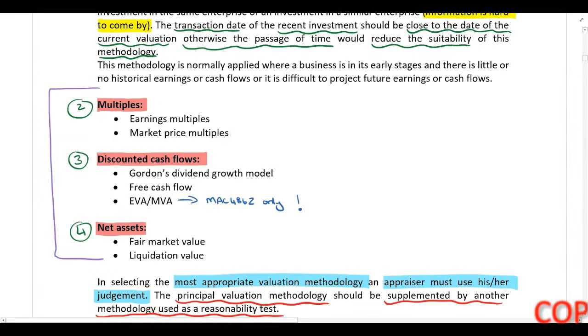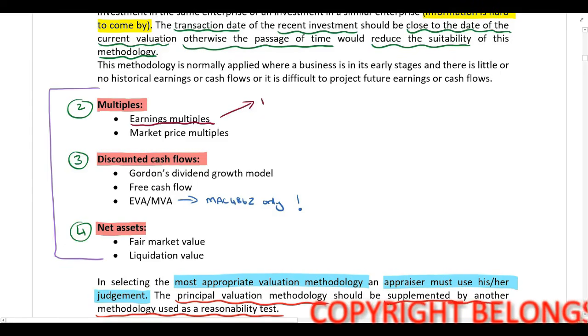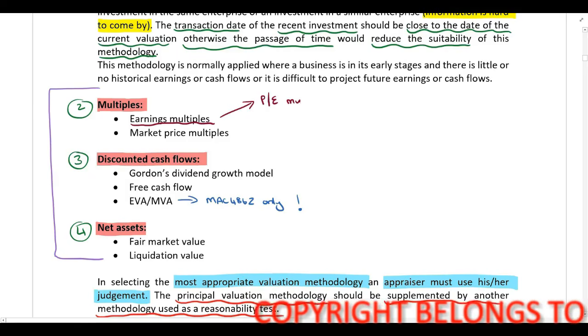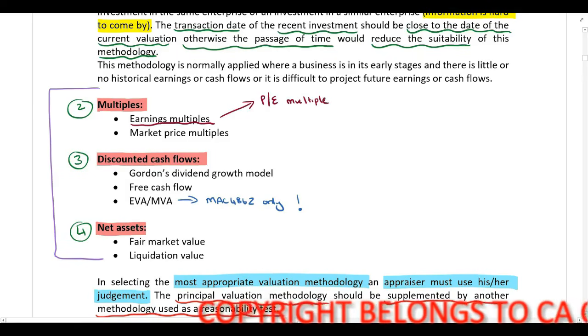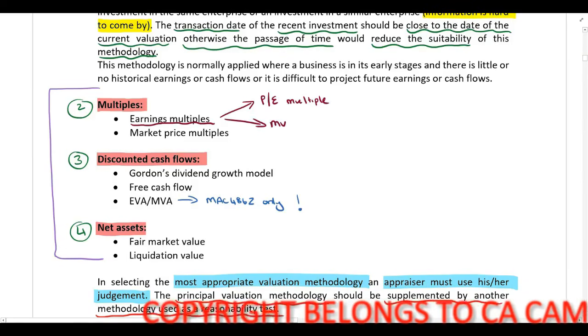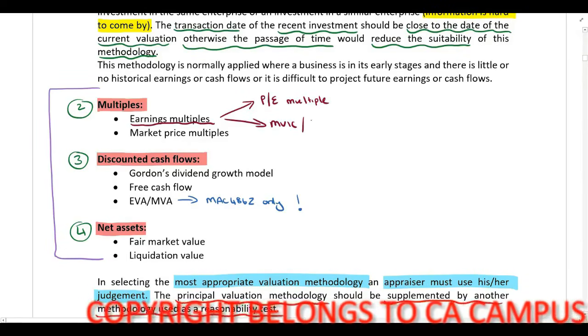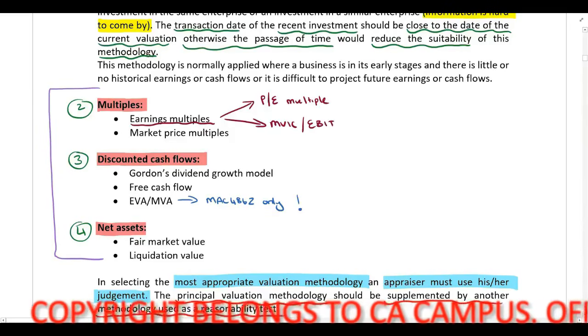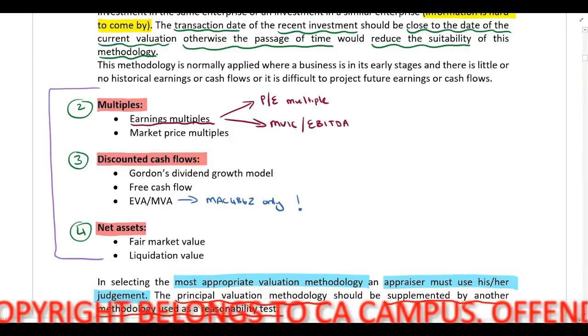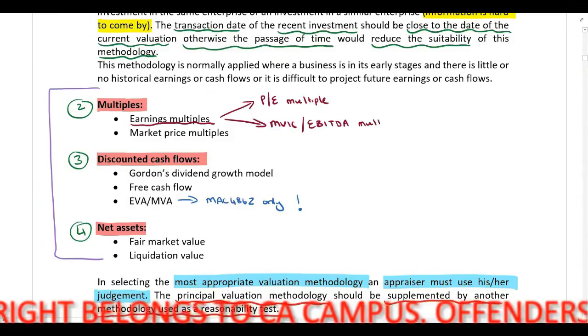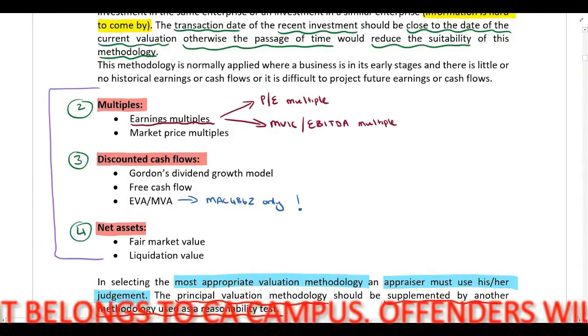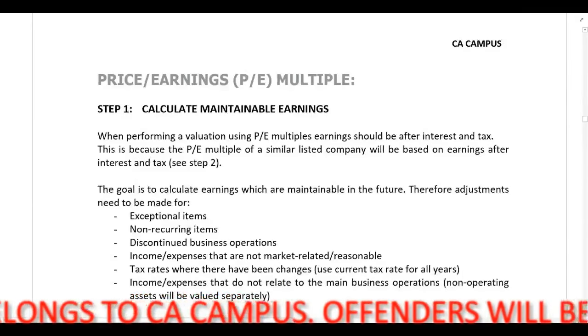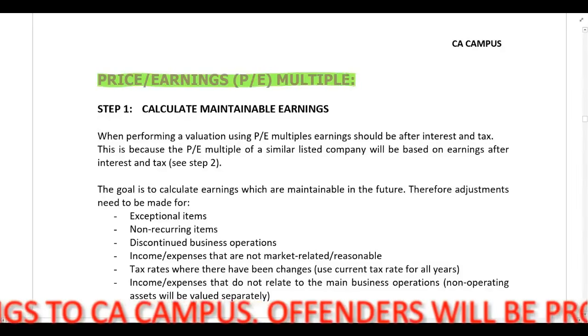So we now know if we are performing a valuation using earnings multiples, either we can perform the calculation using a price earnings multiple or market value of invested capital over earnings before interest, tax, depreciation, and amortization. First, let's look at price earnings multiples.